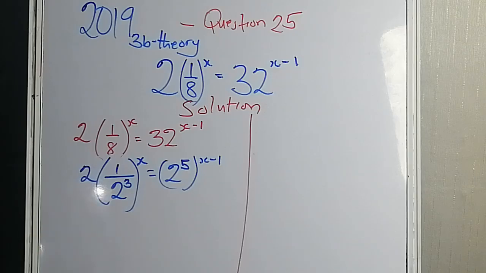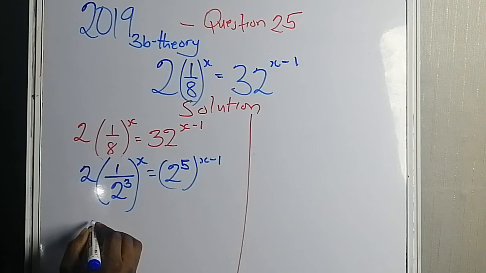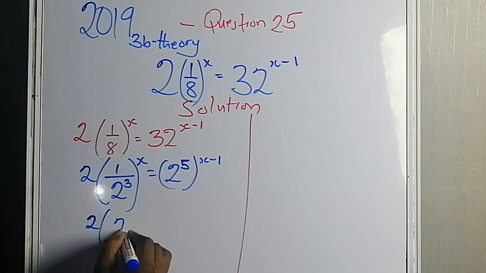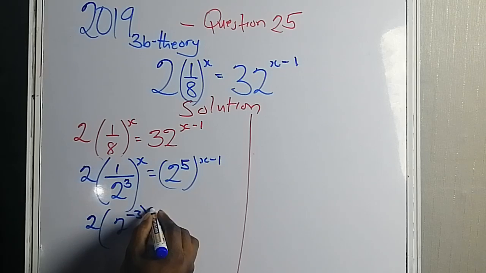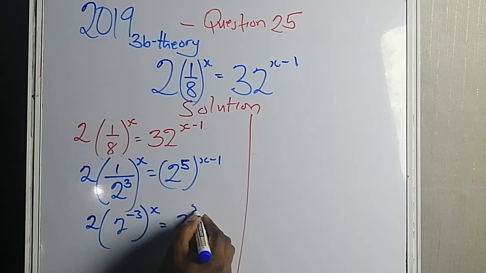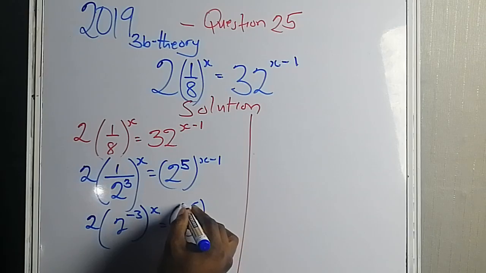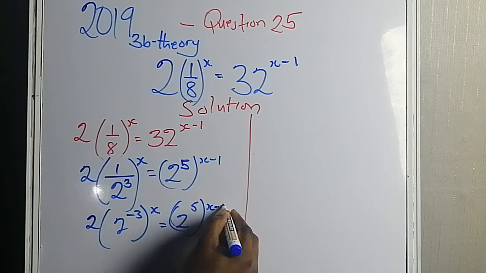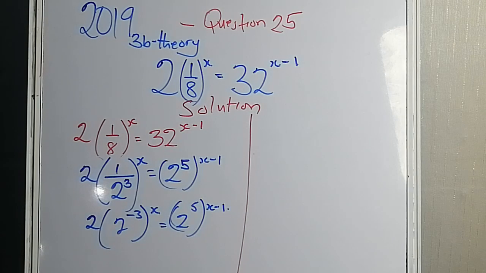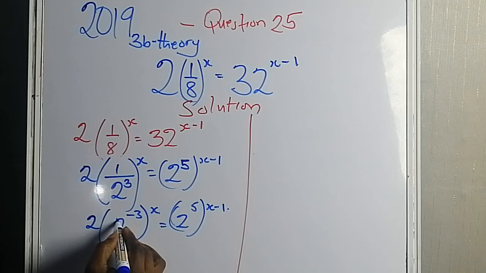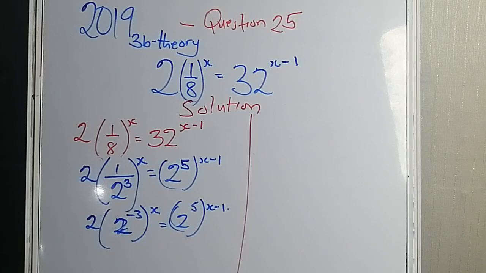This is the inverse law. This one is the same thing as saying 2 raised to power minus 3, all raised to power x, equals 2 raised to power 5, all raised to power x minus 1. It's as simple as that. This is the same thing as saying 2 raised to power minus 3. So it's still the same thing. I can also say 1 over 2 raised to power 3.